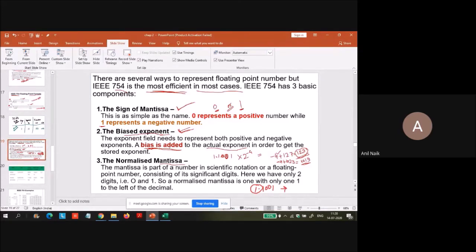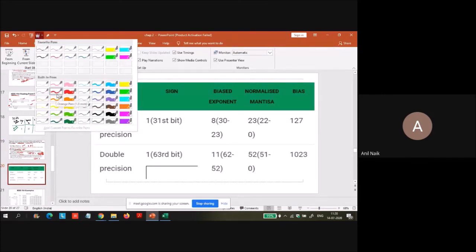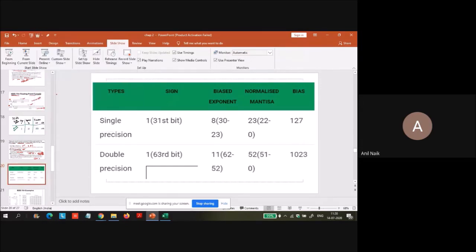So is it clear? This bias is very important. Biased means you need to add 127 for single precision and 1023 for 64-bit double precision. For single precision, the bias value for the biased exponent is 127. You are required to add 127 to the exponent value, and in the case of double precision you are required to add 1023 to the value.